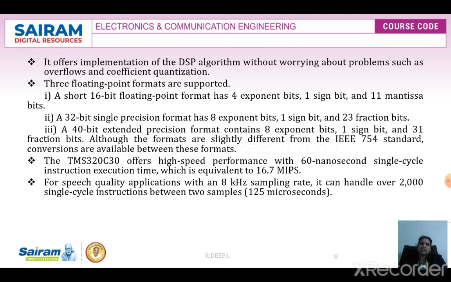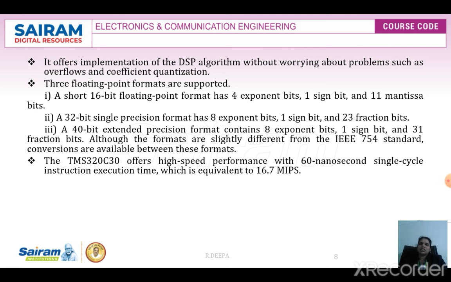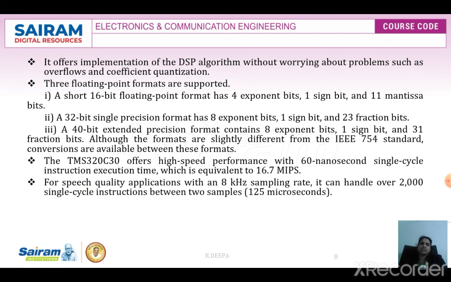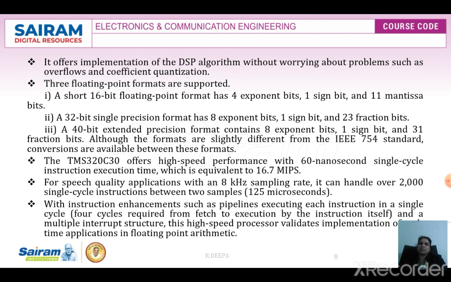This processor offers very high speed performance with a 30 nanosecond single cycle instruction, which is equivalent to 16.7 MIPS. For speech quality applications with an 8 kilohertz sampling rate, it can handle 200 instruction cycles between two samples. So we can say that this floating point processor provides the high speed which is very much needed for all DSP operations.